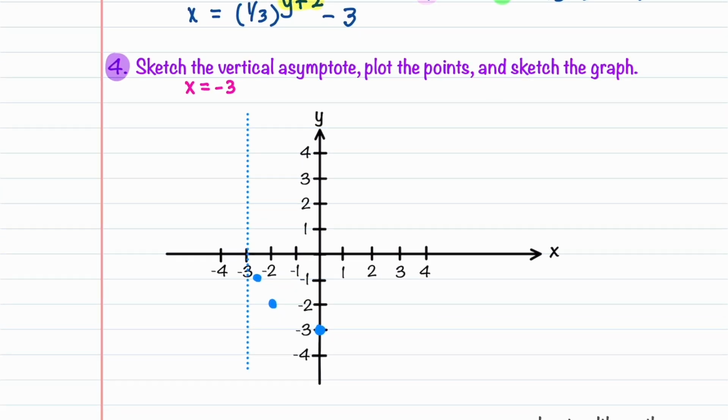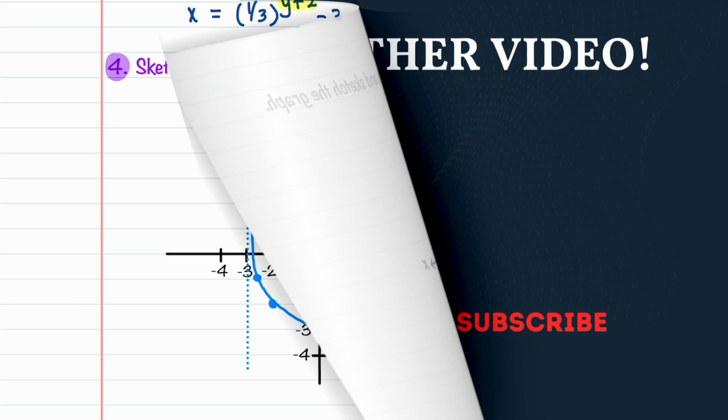Now we can go ahead and sketch our graph. We're going to start at our asymptote way up here because we have logarithmic decay. We're going to come down, and then it's going to look like that. And that's it. You now know how to graph logarithmic functions by following the 4 steps that we went over, and you're ready to try graphing some of these functions on your own.